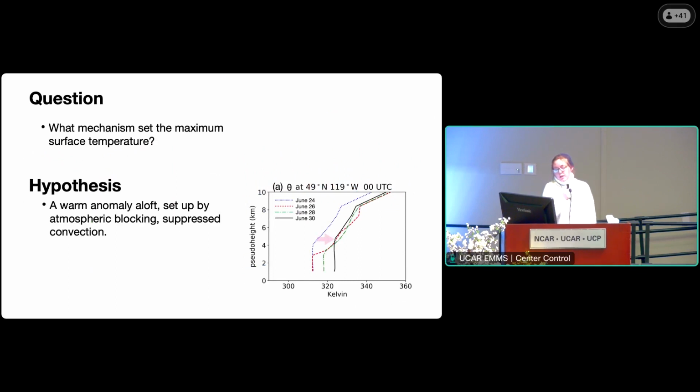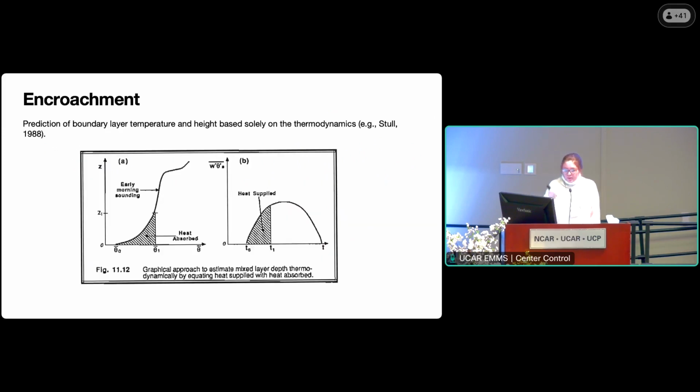And our hypothesis was that you have this warm anomaly set up by atmospheric blocking that suppressed convection. And so in the absence of these obvious diabatic contributions in a surface energy budget, the vertical temperature structure of your atmospheric blocking will matter greatly for the fact that we still get significant extremes. So in order to investigate this hypothesis, we're going to be using a tool called encroachment, which is the prediction of boundary layer temperature and height based solely on the thermodynamics.